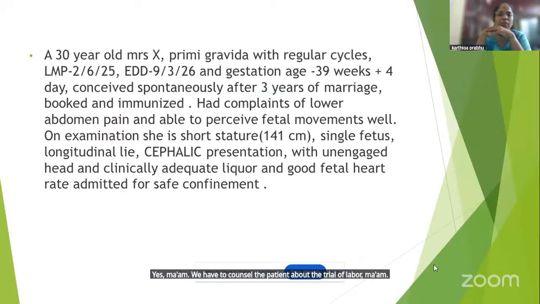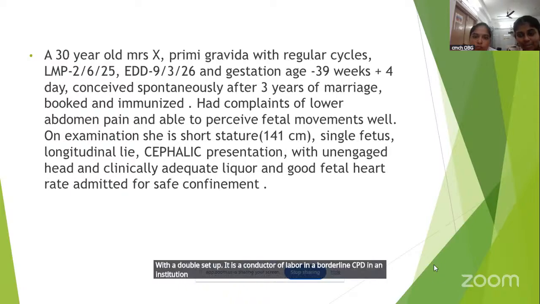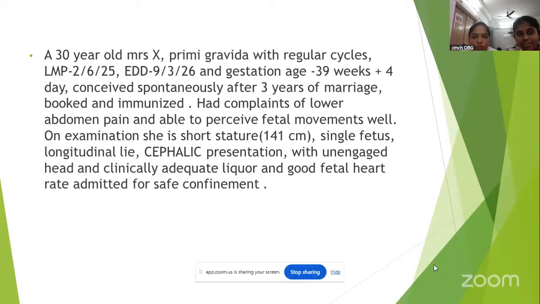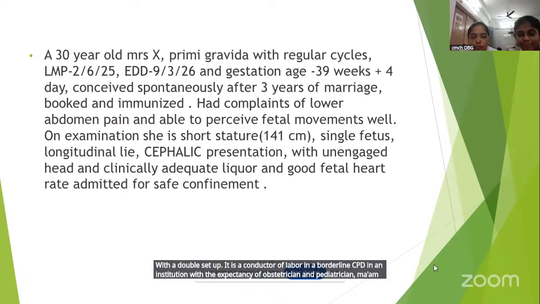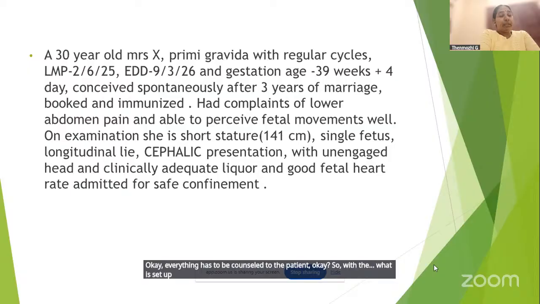Where will you conduct the trial of labor? What facility should be set up there? The prerequisites to conduct a trial of labor in borderline CPD are an institution with an obstetrician and pediatrician, and OT setup. Everything has to be counseled to the patient. Preparation should be adequate for cesarean section. So there only can you conduct a trial of labor.